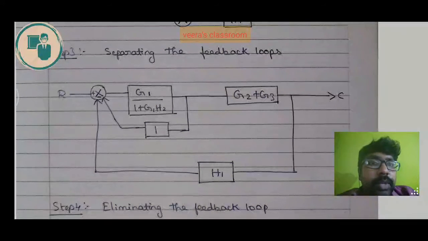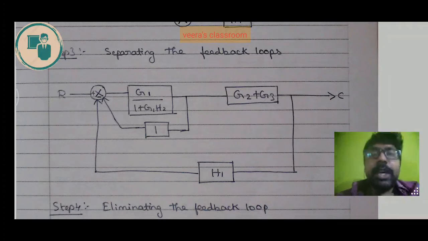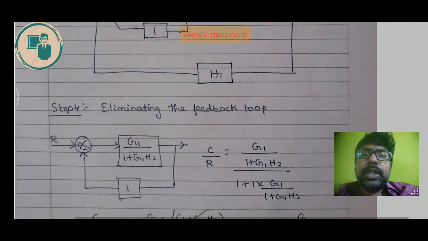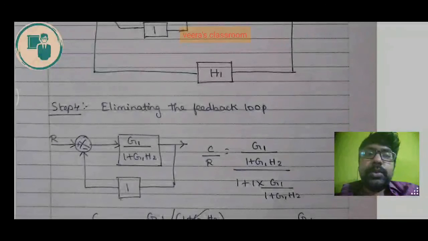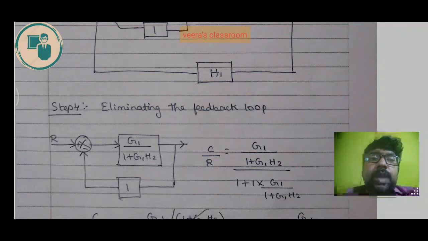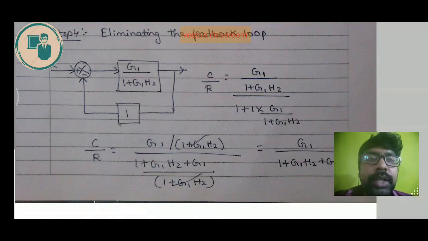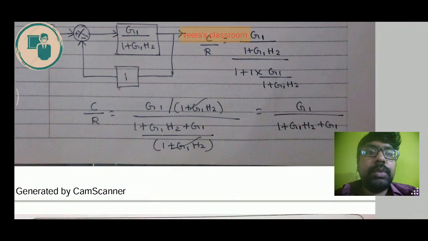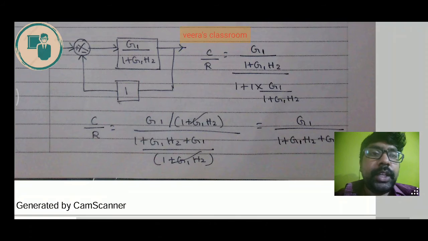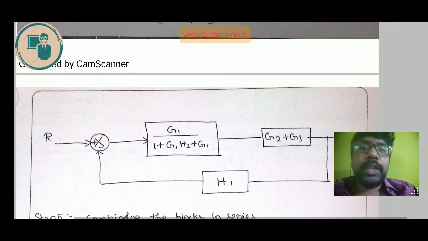So we have another smaller feedback loop. We can eliminate that feedback loop by using the same negative feedback loop formula. Here the transfer function is G1 by 1 plus G1 H2 and the feedback value is 1. So the formula is simple. C by R equals G1 by 1 plus G1 H2, divided by 1 plus 1 into G1 by 1 plus G1 H2. Here we do not have a feedback component, so it is 1 into. We will take common simplification like LCM and cancel out the terms. So the final feedback loop answer is G1 divided by 1 plus G1 H2 plus G1. We can replace this value as the feedback loop value here.